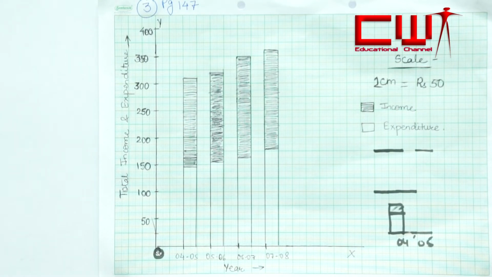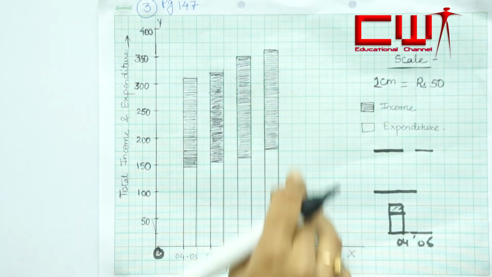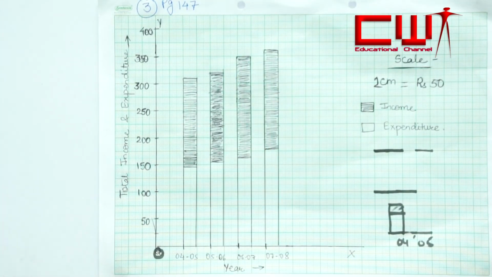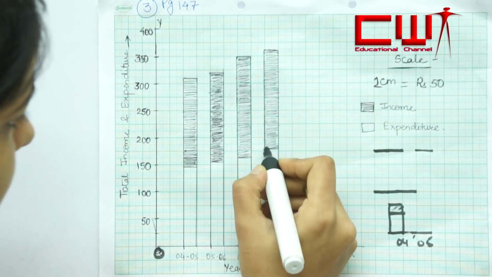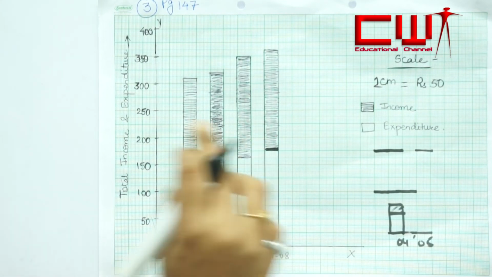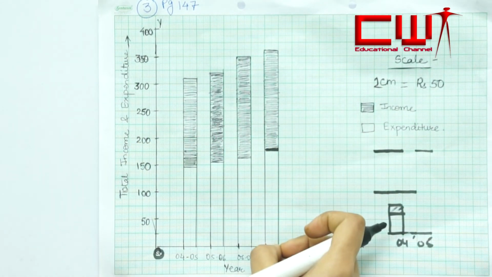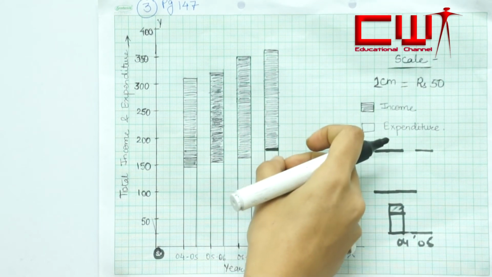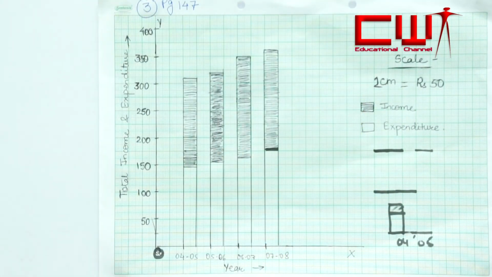Last is 190 and 172. The total is 362. Take it up to 362 and mark it. Then which is the minimum one? 172. Mark 172 on the diagram. Till what you have marked as 172 from the baseline, that will be your expenditure. The remaining up to the maximum that you have made will be your income.